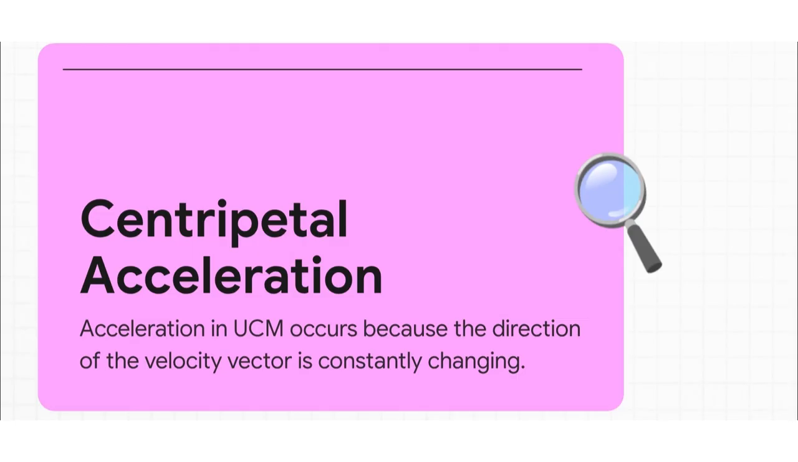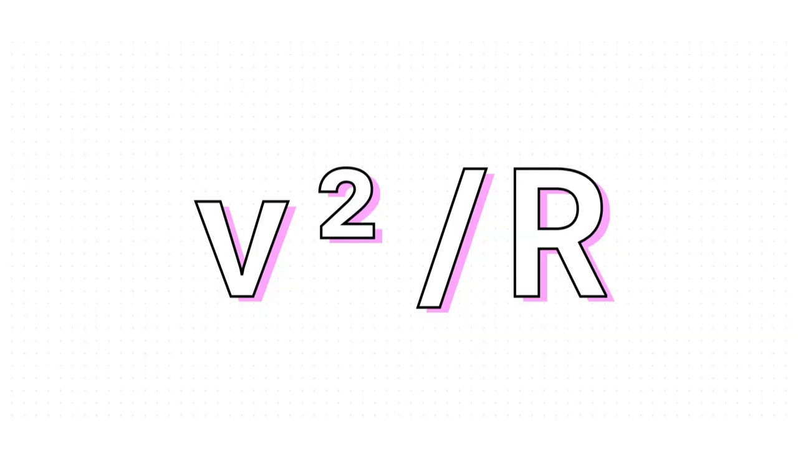This acceleration is always pointed towards the center of the circle, which is why we call it centripetal acceleration, which literally means center-seeking. And to find the magnitude of this centripetal acceleration, the formula is simple. a_c equals v squared divided by r, where v is the particle's speed and r is the radius of the circle. This is another one of those formulas that is absolutely critical for your exams.